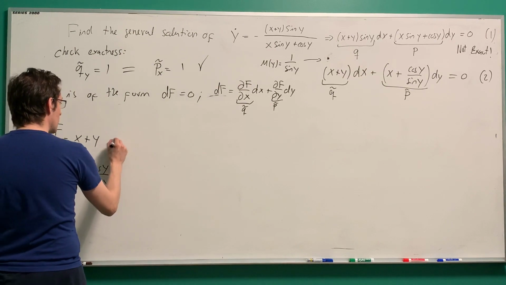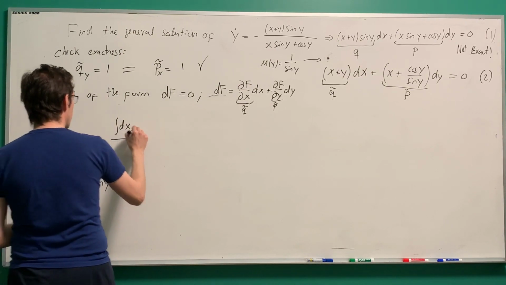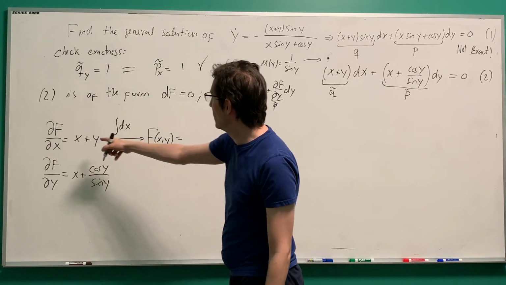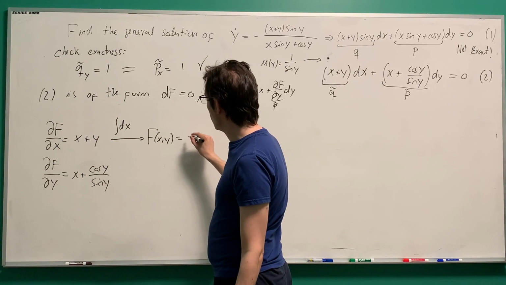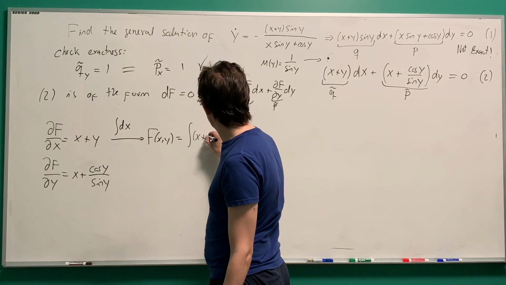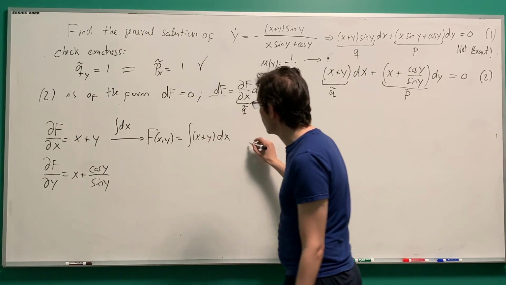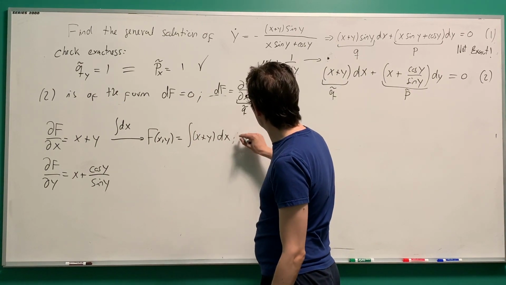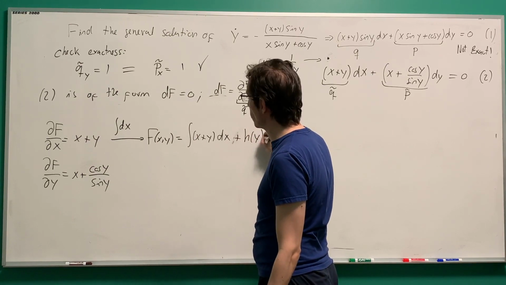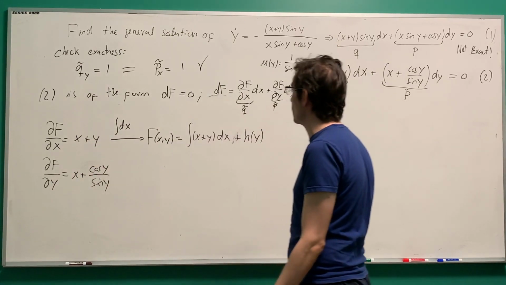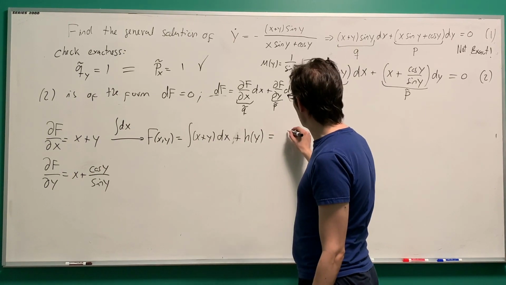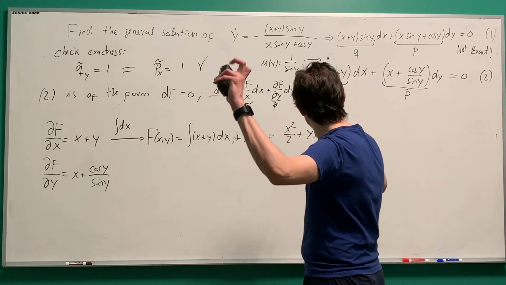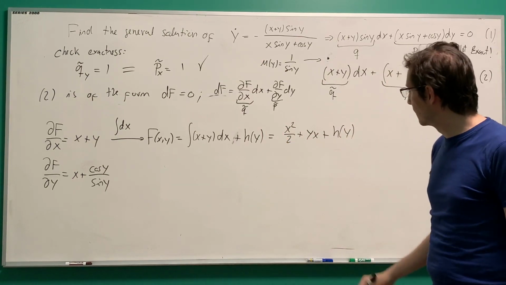Now integration with respect to x gives me f of x, y, which is equal to, integrating with respect to x is really easy. I'll write it this time: the integral of x plus y dx, plus a possible constant that may depend on y, because again, the derivative is partial with respect to x. And if we do that, we get x squared divided by 2 plus yx plus a possible constant, quote unquote, that may depend on y.